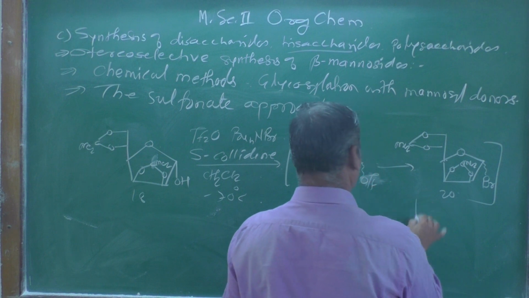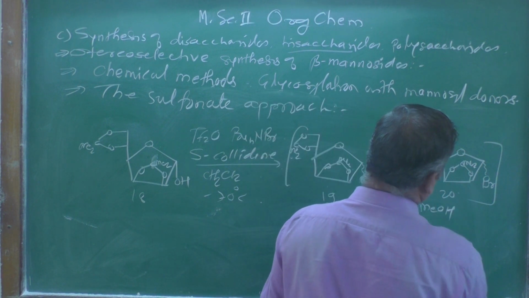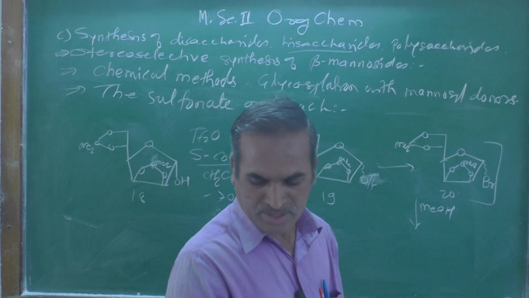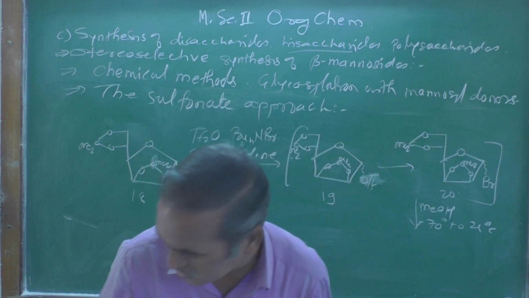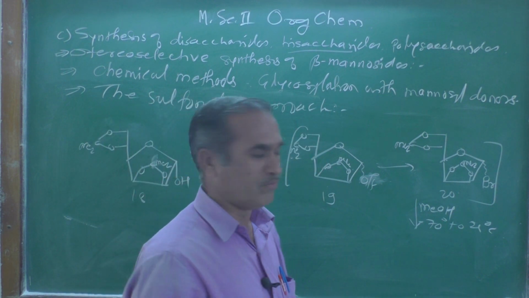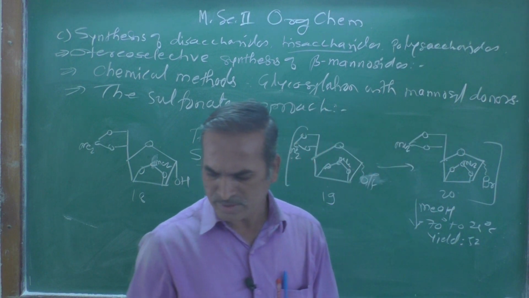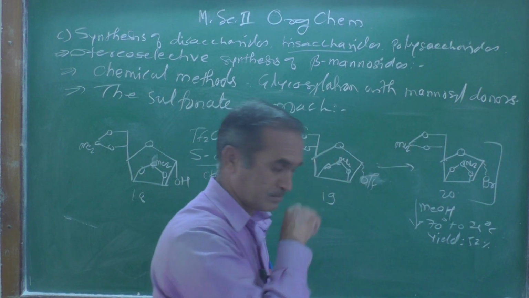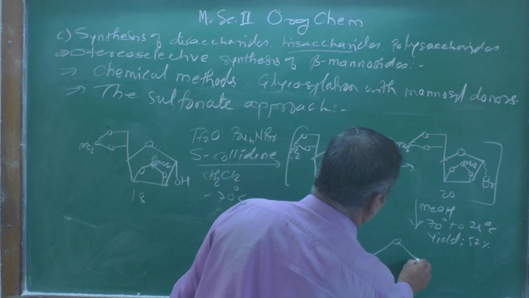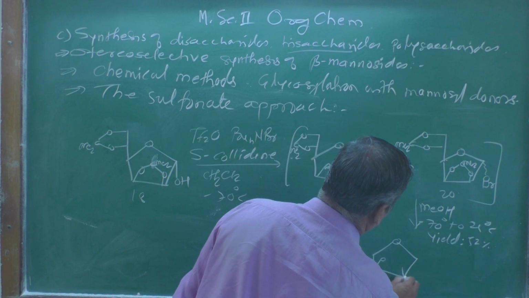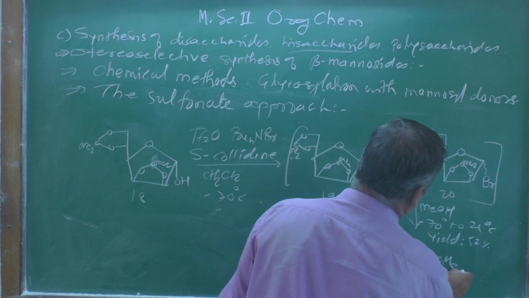This is structure number 20, and further it is treated with methanol, MeOH, at a temperature kept from about -70 degrees to 25 degrees centigrade. 25 degrees centigrade is nothing but room temperature, and the yield which they have got is about 52%. And the structure which they got over here is O, again O, C, Me2, and here OMe, where OMe means methoxy group.